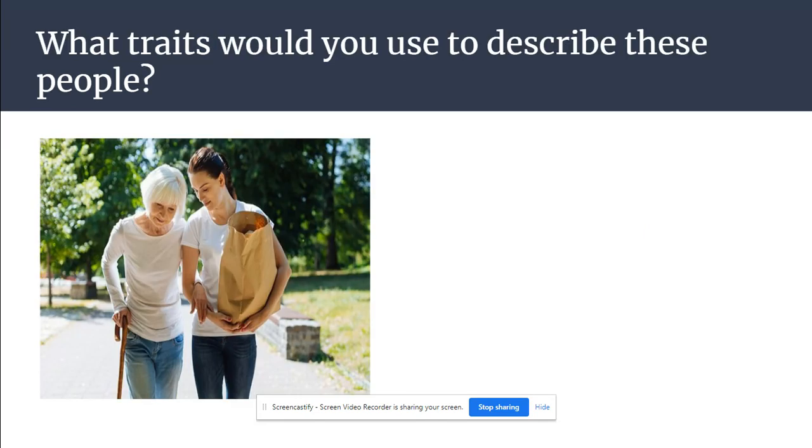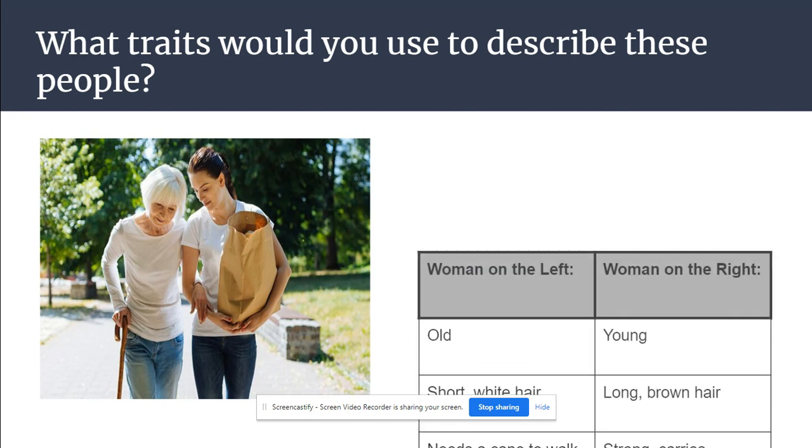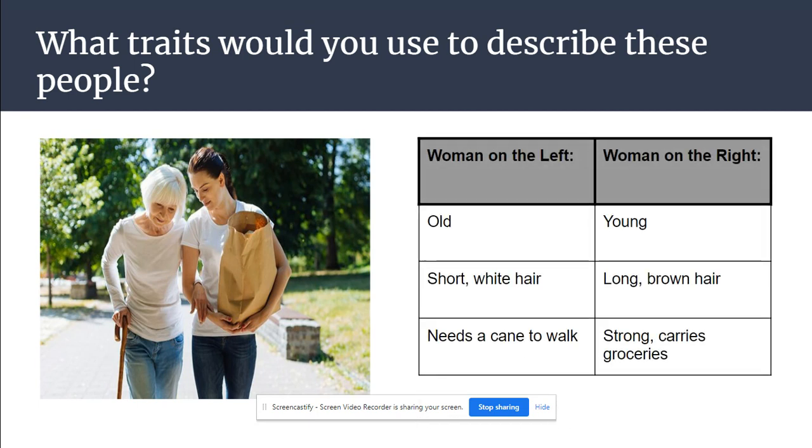So just a little example, we have this image on the left. You'll see that there is an older lady using a cane and a younger lady who's carrying her groceries and seems to be helping her walk. What traits would you use to describe these people? So first we want to look at their outside, right? So the woman on the left, she's old, she has short white hair, and she uses a cane to walk. The woman on the right, she's young, she has long brown hair, and she's strong, right? So we see her carrying the groceries. She is able to help this other woman. So these are what they look like on the outside.